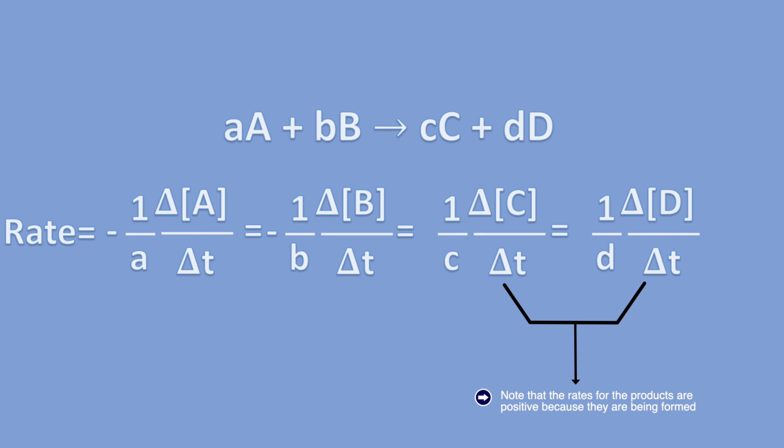When writing rate expressions in respect to reactants and products, we can consider the following general reaction. A reacts with B to form C and D. Each reactant and product has a coefficient that we must take into consideration in the final rate of the reaction.